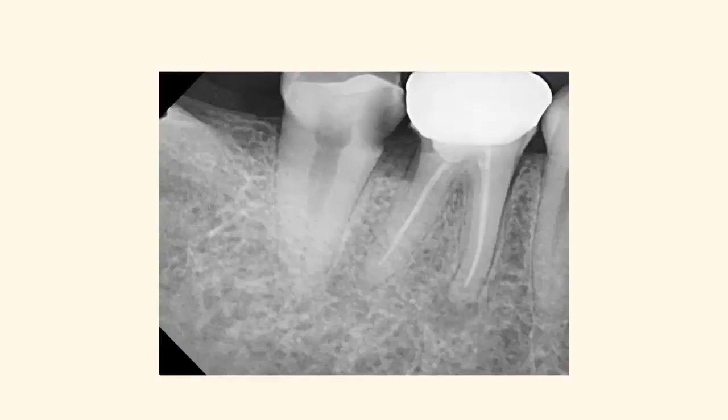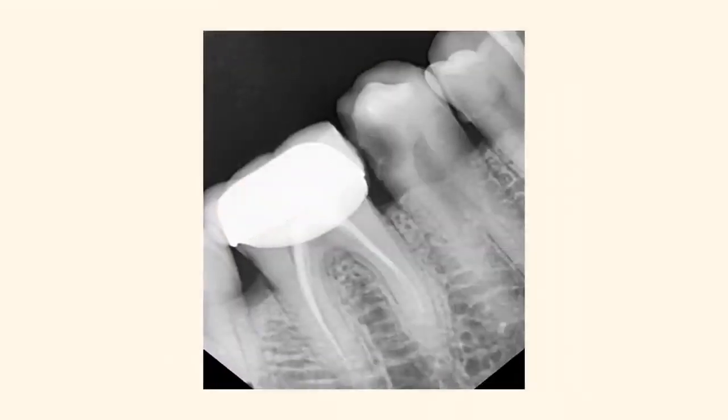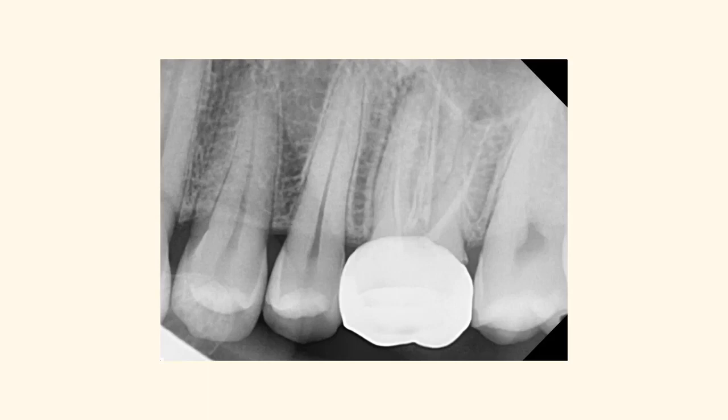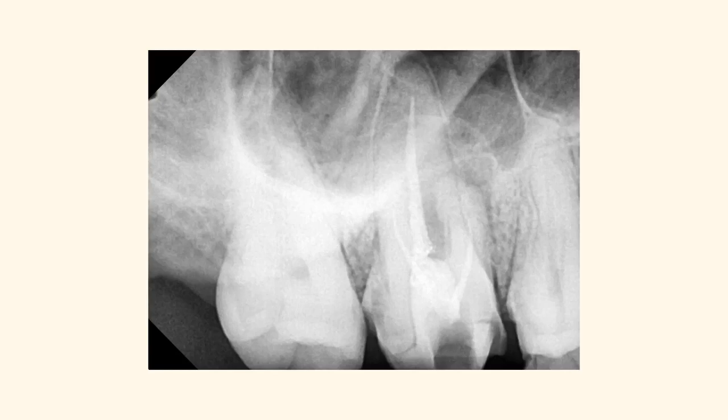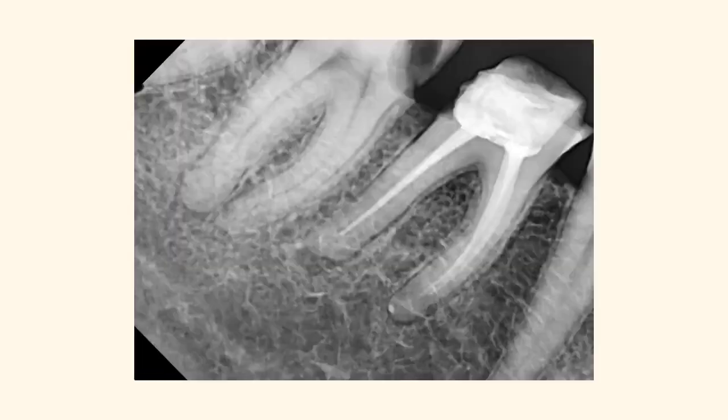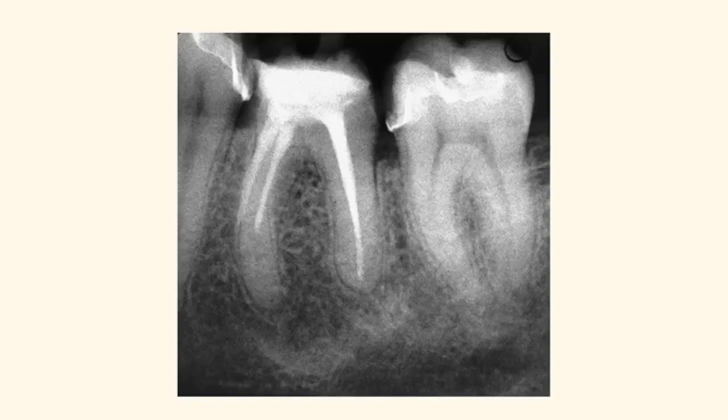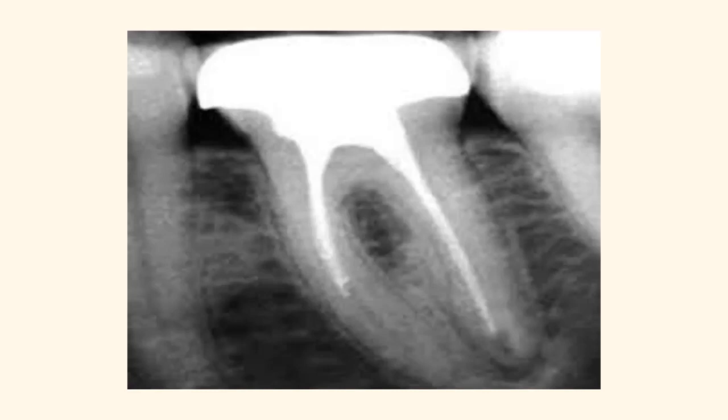Here you can see the clinician is not able to negotiate the canal to the full working length. Another case where a glide path is not achieved. Here also you can see the clinician is not able to achieve a glide path and patency. Canal blockage, loss of the working length due to the canal blockage, ledge formation, instrument separation, ledge formation again.